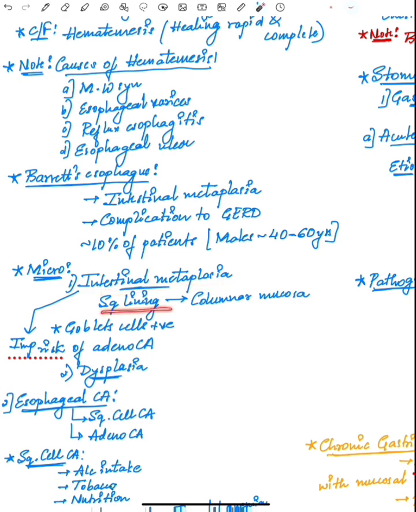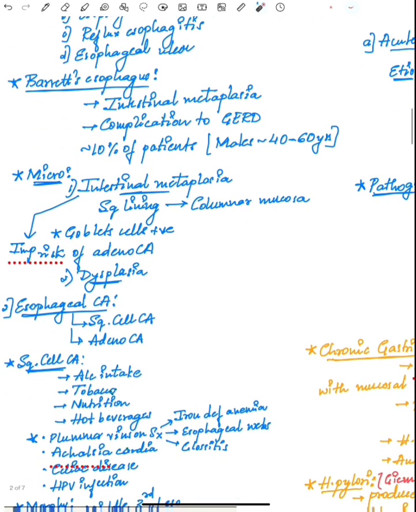of squamous lining into columnar mucosa. The most important hallmark of this Barrett's esophagus is that goblet cells are present. And this intestinal metaplasia can lead to an important risk of adenocarcinoma. Another important feature of this Barrett's esophagus in microscopy is dysplasia.